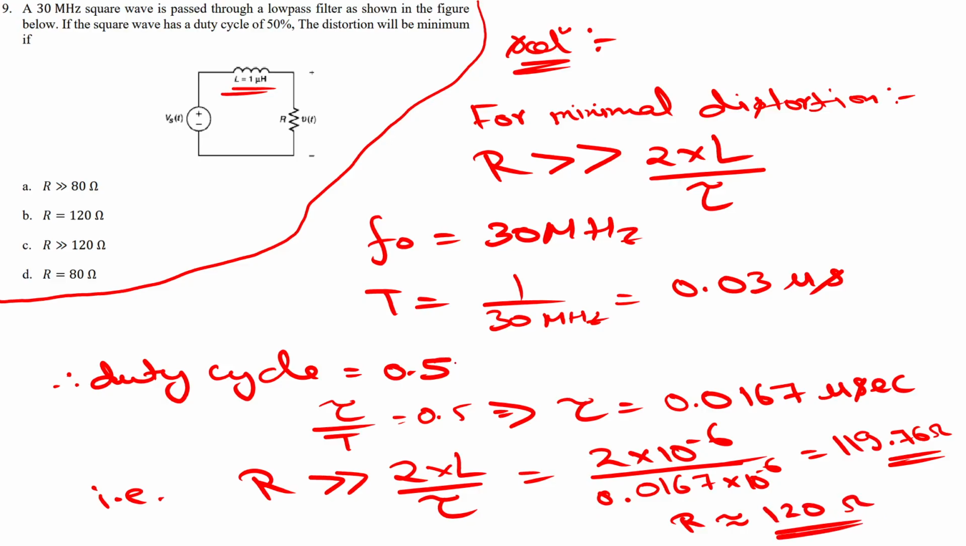If R is 120 ohms, if we make this resistor 120 ohms, then there will be minimum distortion in this low pass filter. So the correct option here is option B. Oh, sorry, option C. It has to be at least greater than. So R has to be greater than 120 ohms. So any value greater than 120 ohms will lead to less distortion in this low pass filter. I hope the problem is clear. If you have any doubt in this, please let me know.